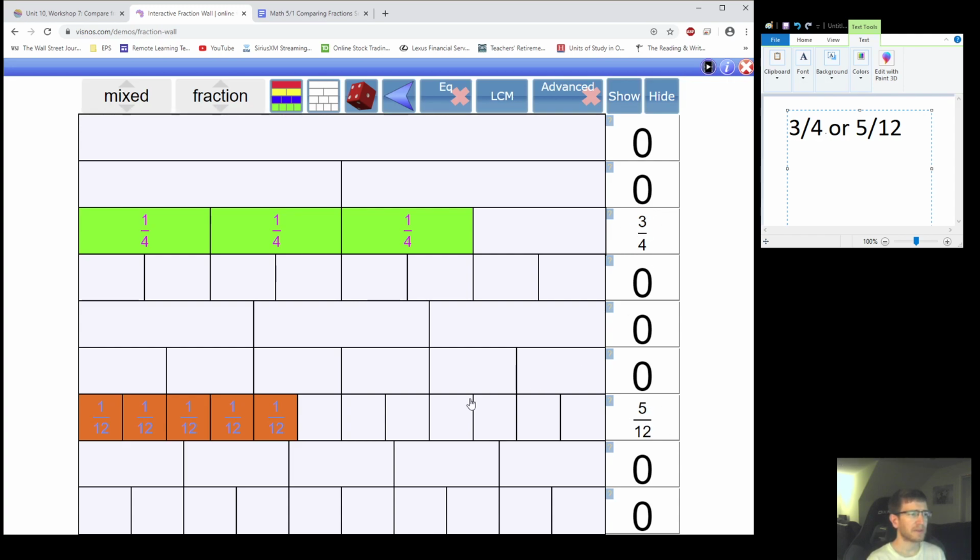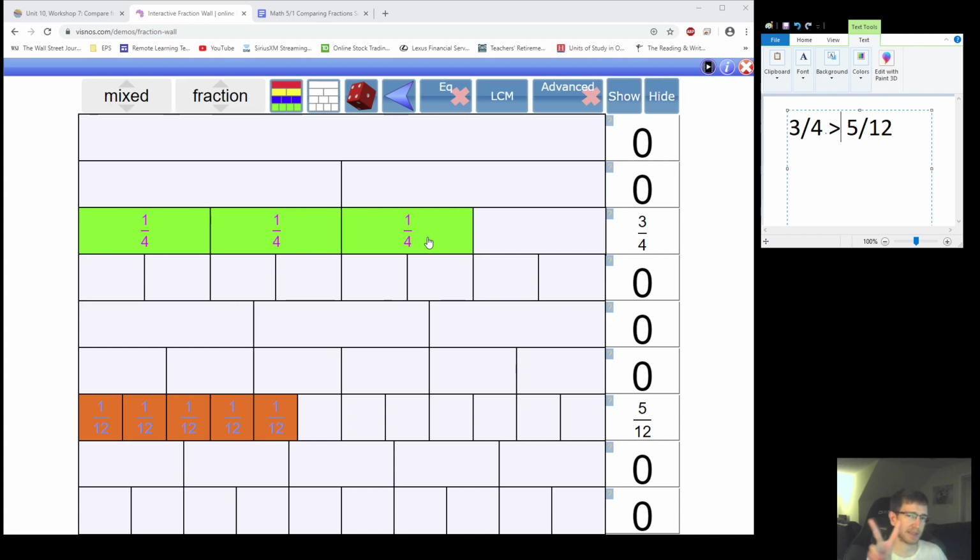There's 3/4. Now we can compare literally the lengths, how much space they take up. And if we look here at 5/12, it's way shorter. It's way shorter than 3/4. So what that tells us is 3/4 is bigger than or greater than 5/12. All right, so that is the first way that we can compare fractions.